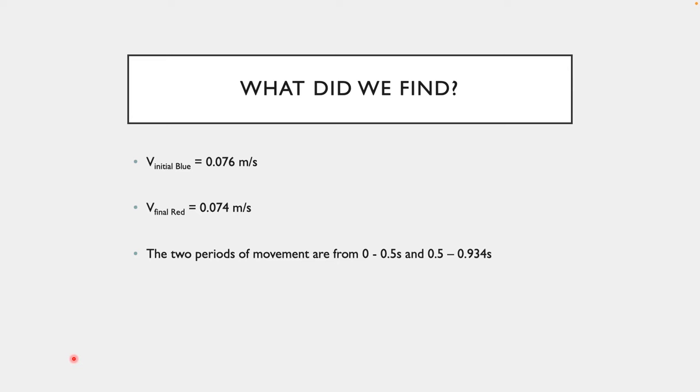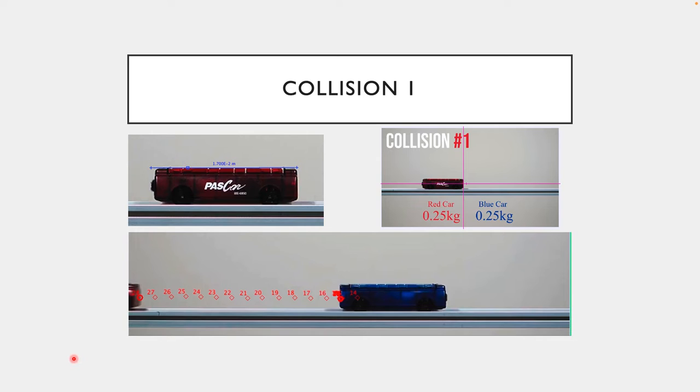So the two periods of movement that I'm using are from 0 to 0.5, when the blue cart goes from here to here, and then from 0.5 to 0.934, from the red cart from here to here.